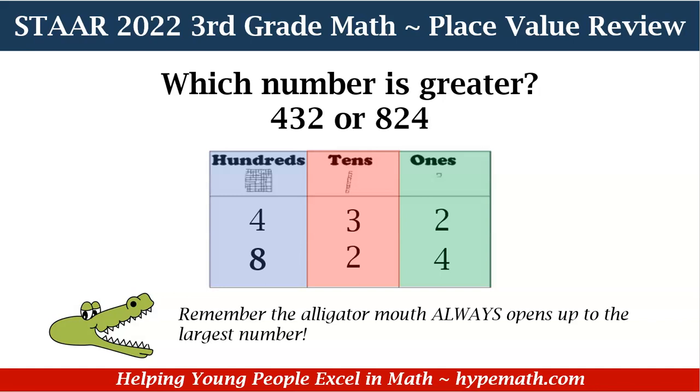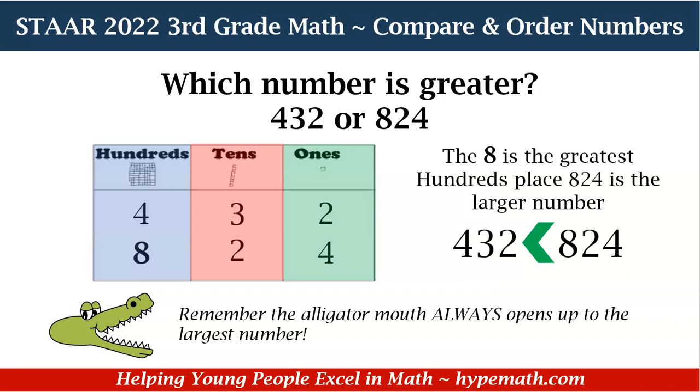Step 3, are the numbers the same? No, they're not. So what we can do is look and see which number is the greatest or the biggest between 4 and 8. Well, we know that it's 8 and that the alligator opens its mouth up to the largest number. So for our inequality sign, it would be 432 is less than 824 because, again, the alligator mouth always opens up to the largest number.